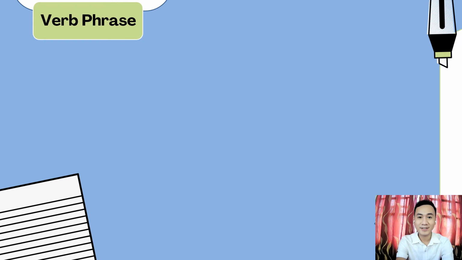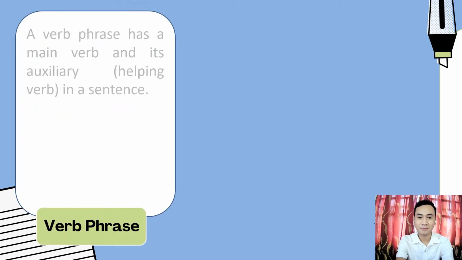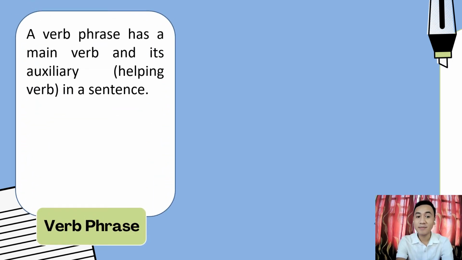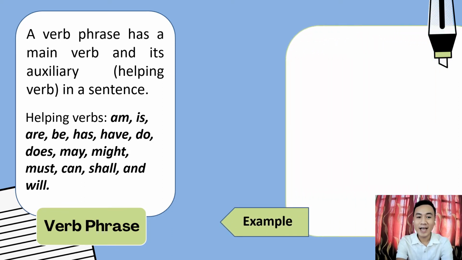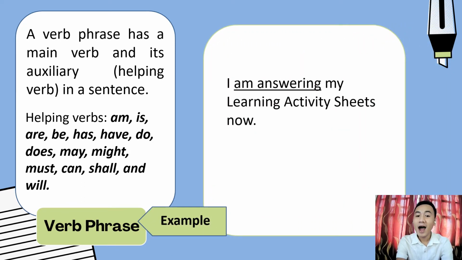Verb phrase. A verb phrase has a main verb and its auxiliary or helping verb in a sentence. The examples of helping verbs are am, is, are, be, has, have, do, does, may, might, must, can, shall, and will. For example, I am answering my learning activity sheets now.